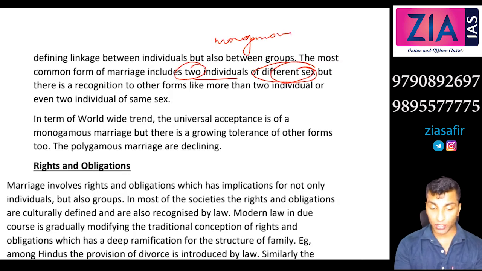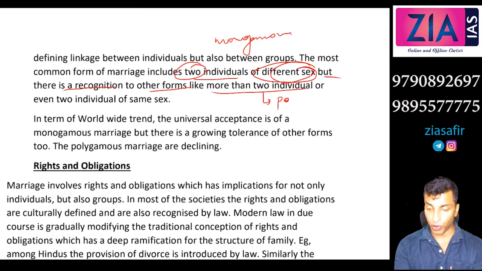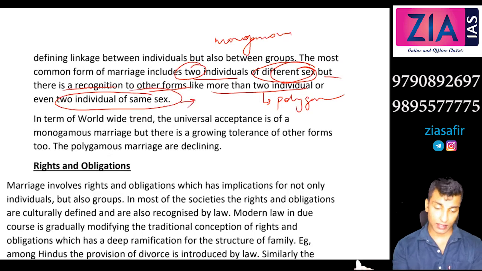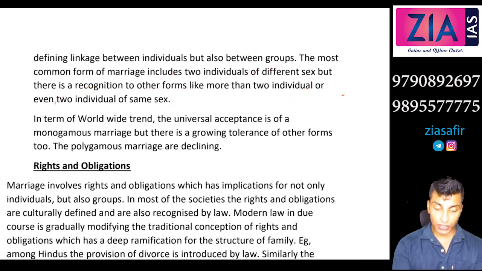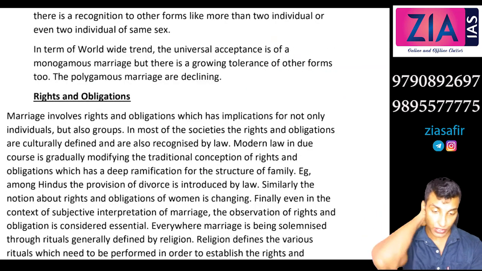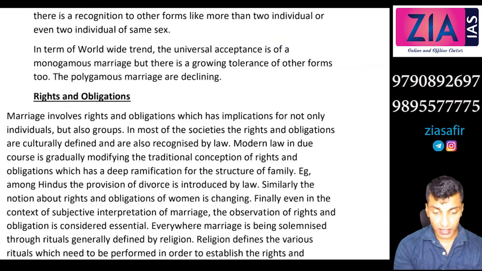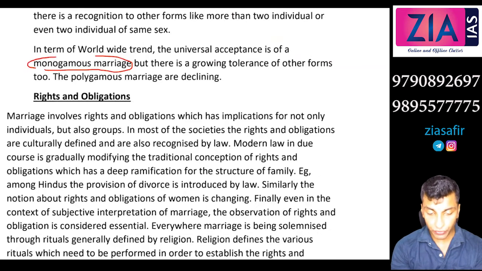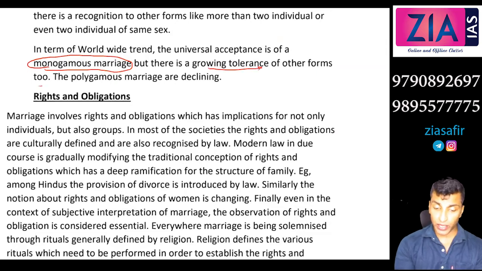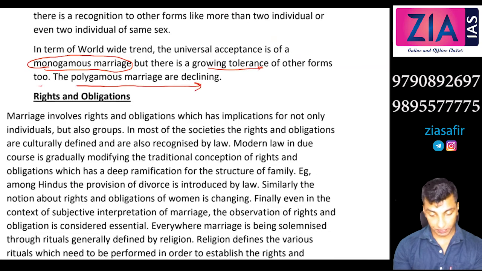But there is a recognition of other forms also, like more than two individuals. That means polygamous marriage, or even two individuals of the same sex. That is a gay setup and all those things. In terms of worldwide trend, the universal acceptance is of monogamous marriage, that means two individuals of opposite sex. But there is a growing tolerance of other forms also. But polygamous marriages are declining.